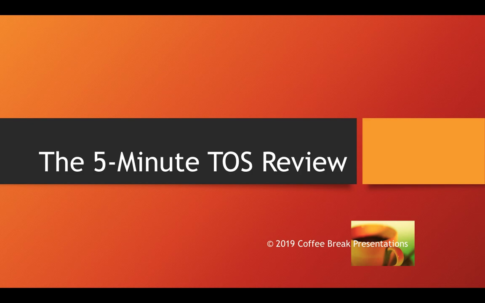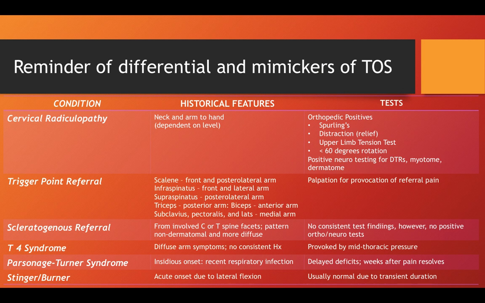The 5-Minute Thoracic Outlet Syndrome Review. Let's review the differential for neck and/or arm pain first. Remember to screen for visceral pain by asking about chest discomfort, squeezing or pressure associated with arm pain.